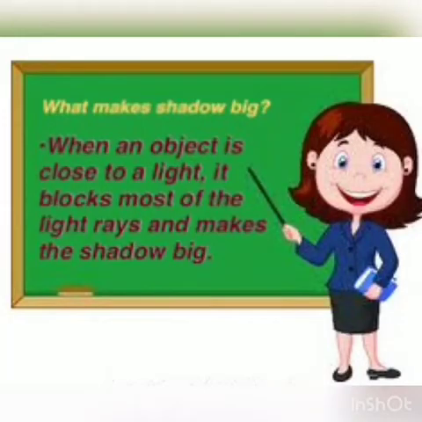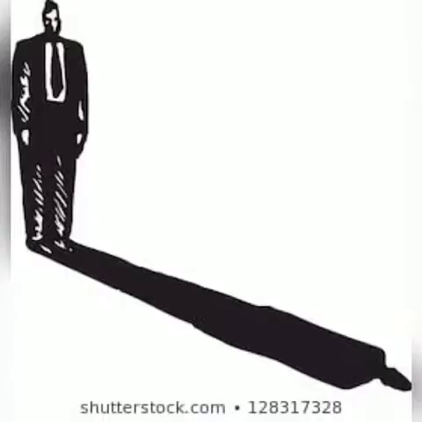What makes the shadow big? Do you know that? Let me tell you. When an object is very close to a light, it will block most of the light, and that makes the shadow big. When you stand very near and very close to the light, you block the light rays and that makes the shadow big. Look at this picture. This man is standing near the light. That is why his shadow is very big and long.